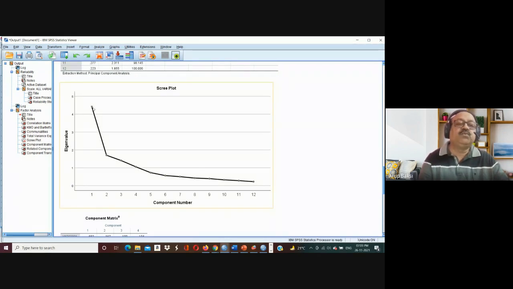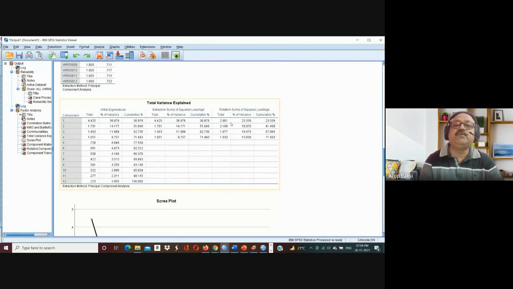This is factor 1, this is factor 2, this is factor 3, and this is factor 4. And factor 4 has almost converged on the eigenvalue of 1. So it is a four factor structure. How much variance has been explained? If you come over here, you see in the total variance explained there are two parts. On the left hand side, the initial eigenvalues; this is for the unrotated structure. And this is for the rotated structure.